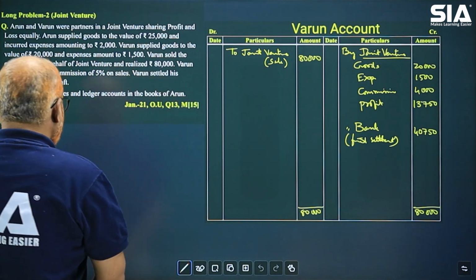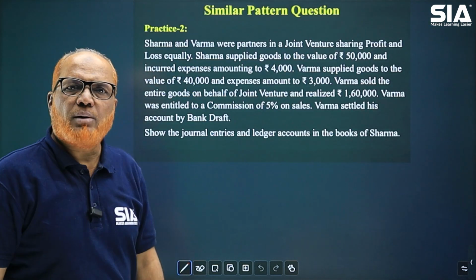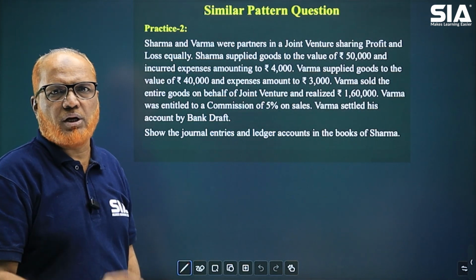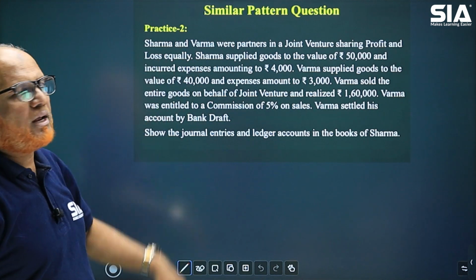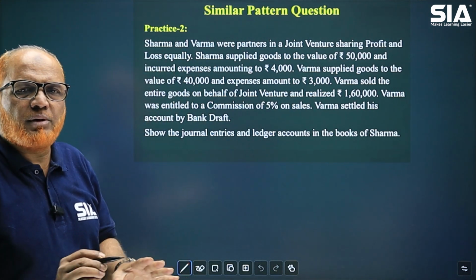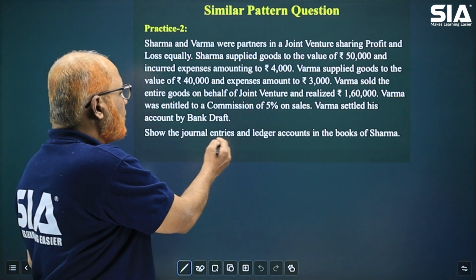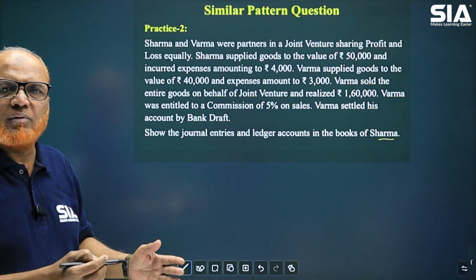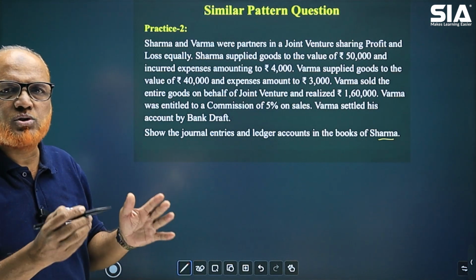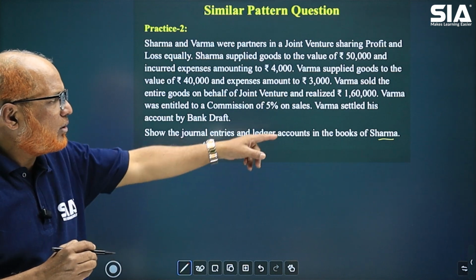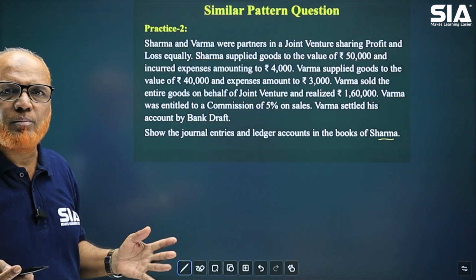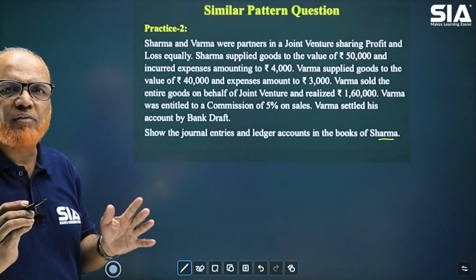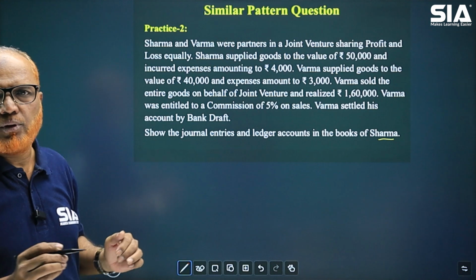Now, one similar pattern question I am giving for your practice. Exactly the same way as we have just now done. Here two parties are there, Sharma and Verma. Similar provisions are there. Finally, you are required to show journal entries and ledger accounts in the books of Sharma. Just like in the previous problem, we prepared the accounts in the books of Arun, now instead of Arun, we have to prepare the accounts in Sharma's books. So do practice this problem. Then only you will get perfect knowledge about how to solve this type of problems.